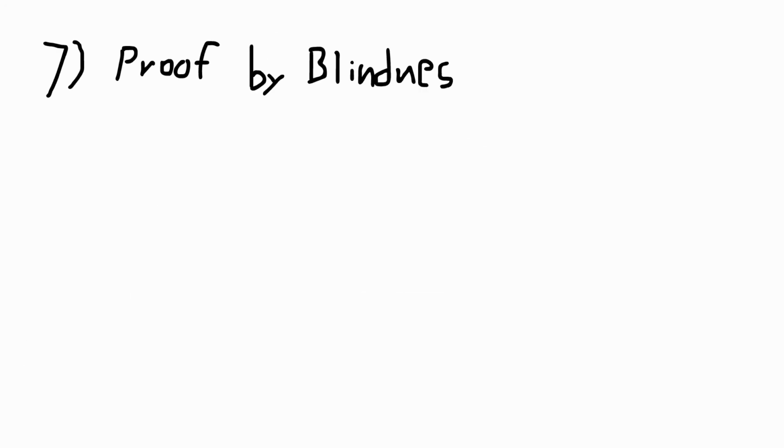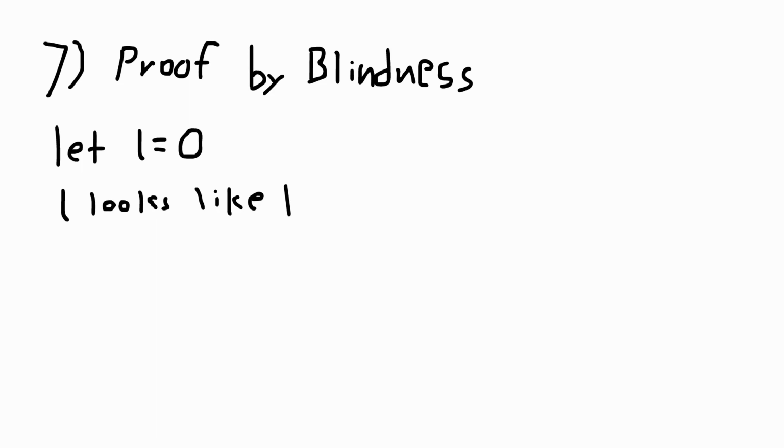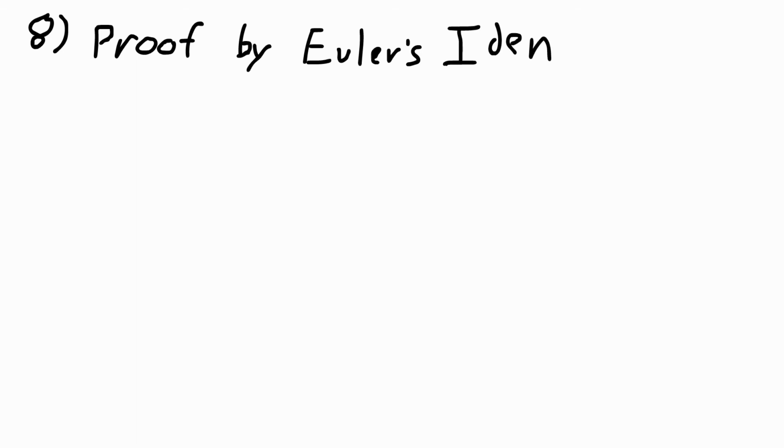Proof by blindness. Let L equal 0. L looks like 1, so L equals 1. Therefore, 1 equals 0.